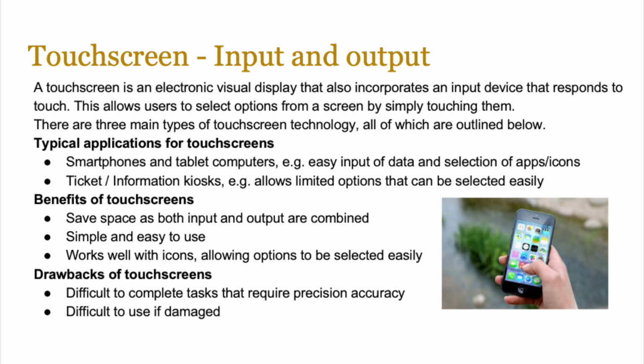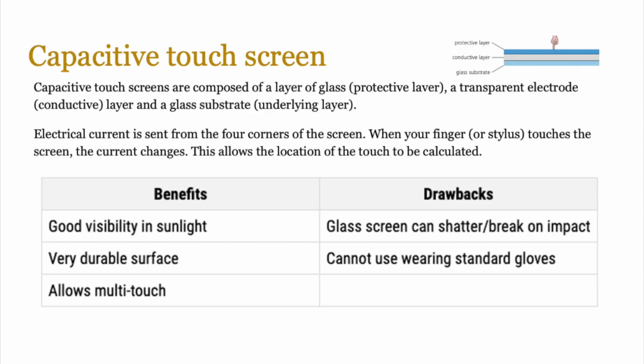So the benefits of touchscreens include saving space, as both input and output devices are combined; they are simple and easy to use; and they work well with icons, allowing options to be selected very easily. The drawbacks include that it is difficult to complete tasks that require precision or accuracy, and they're difficult to use if they're damaged. Of course, there are additional ones, such as visibility. Different types of touchscreens will have different types of visibility. Some are going to be more fragile than others. We're going to look at that all in a moment. So let's start with capacitive touchscreens.